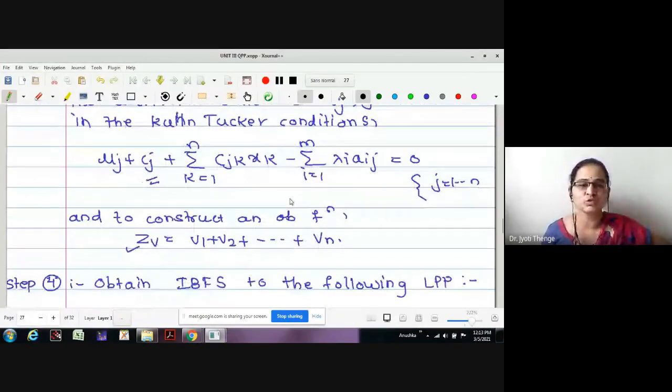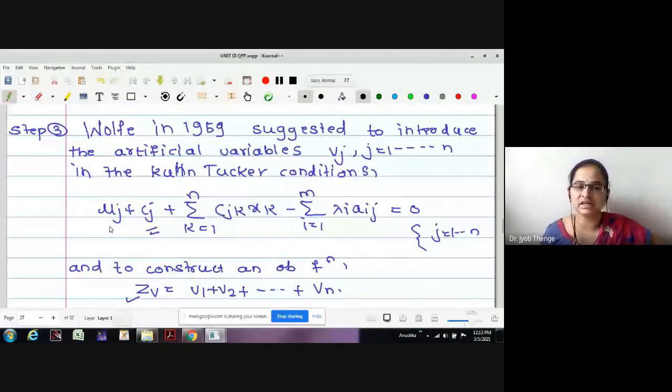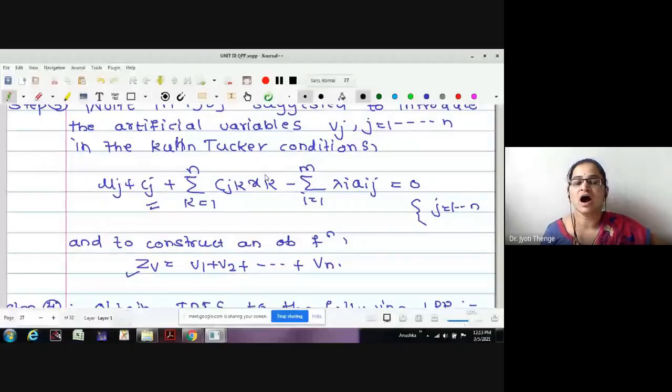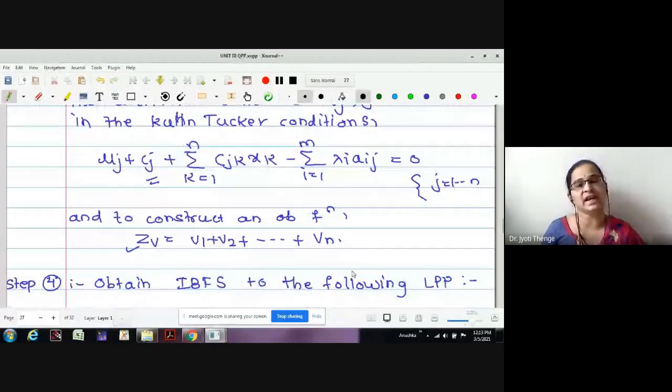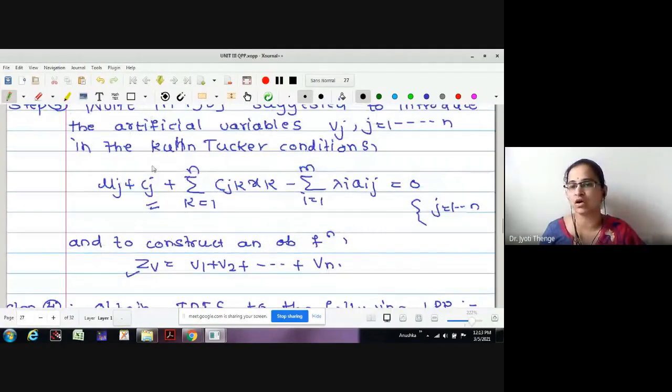Then Wolfe suggested adding the artificial variables Vj to the linear equation. This is the linear equation in which we add the artificial variable. The need for the artificial variable is this: in order to solve by the usual simplex method, we should construct an initial basic feasible solution. For that, we need an identity matrix in the simplex table. But if we observe these equations, there are n equations of this type in which there is no slack variable. Therefore, it is difficult to construct the identity matrix, so we take the help of an artificial variable.